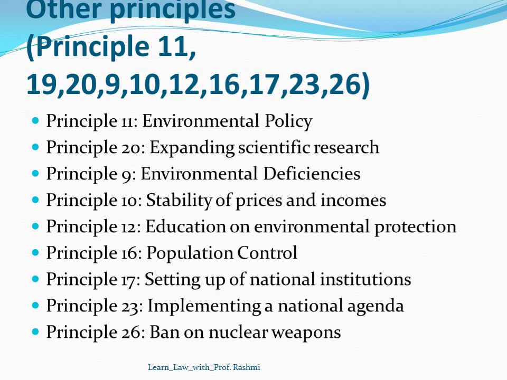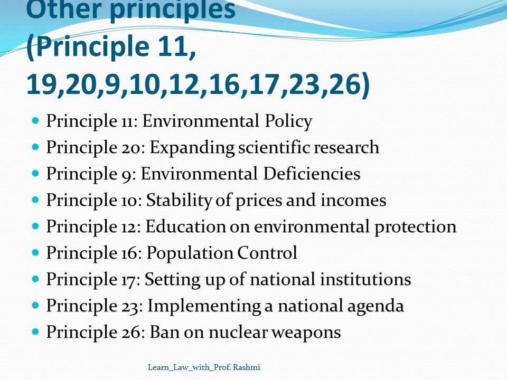Then principle 9 is talking about environmental deficiencies. Principle 10 is talking about stability of prices and income. Principle 12 is talking about education on environmental protection, that is awareness basically. Principle 16 is talking about population control. Unless and until we control our population, there won't be effective environmental protection and development happening.